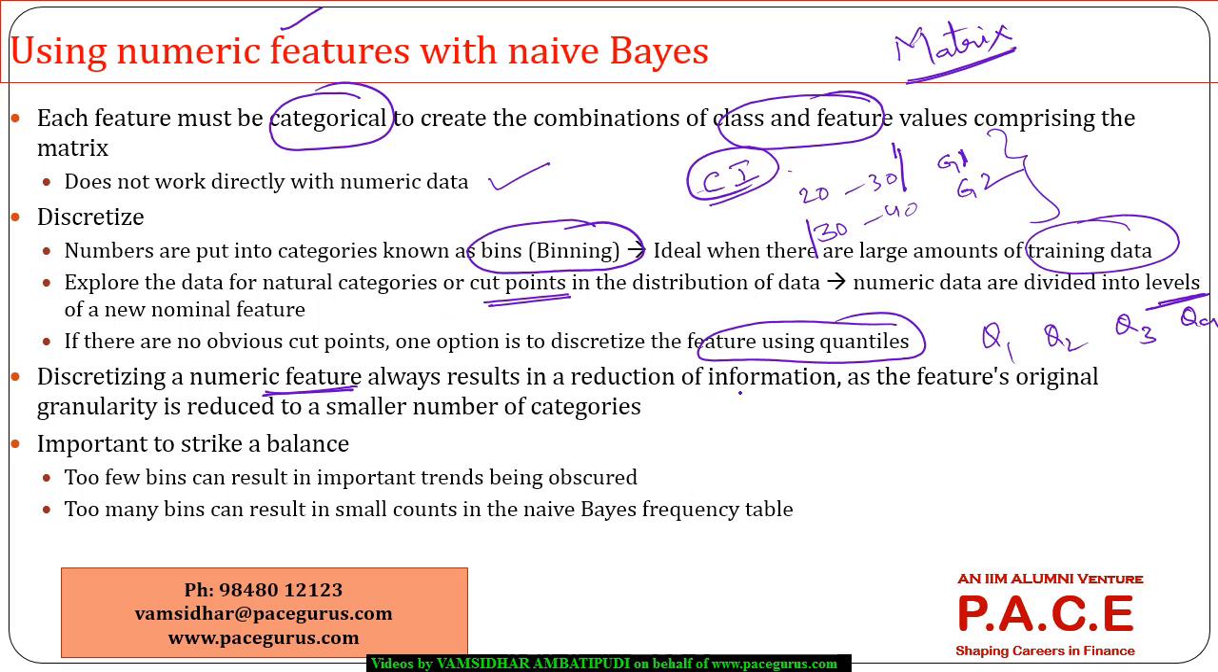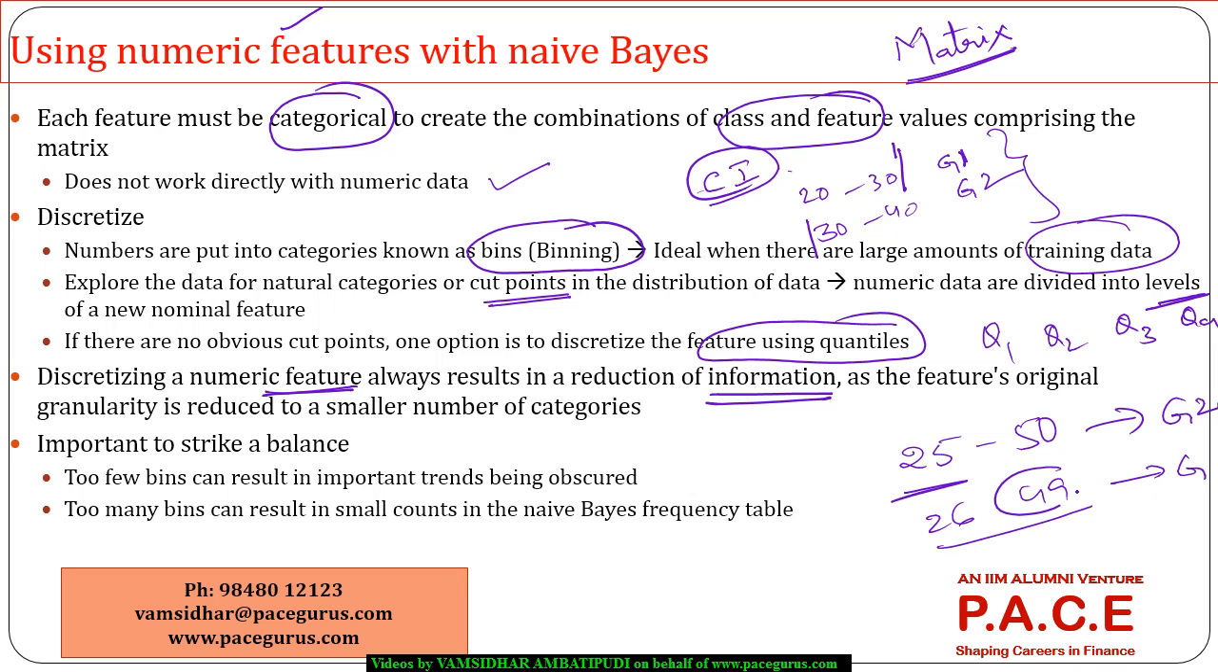When I am trying to create a group from the numerical value, obviously the information is reduced, right? Even if I am putting a group as 25 to 50 as group 2, whether the value is 26 or 49, both of them are called group 2. So the significance of the values is going down. There is a lot of information reduction, but the positive side is I can still use naive Bayes for classification. So I should be able to strike a balance.